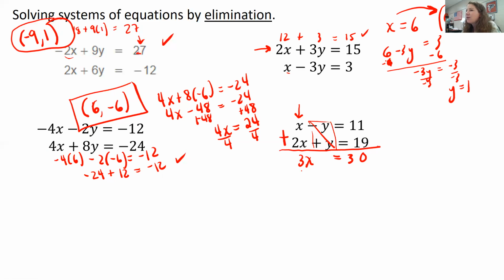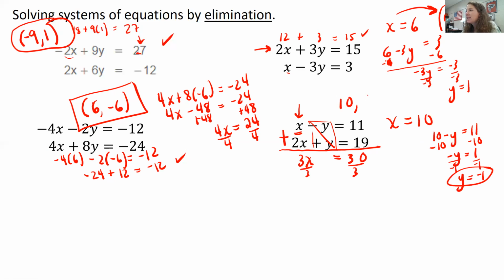All right, anyway, so I'm going to divide both sides by 3 and x equals 10. All righty, and then I'm going to plug in 10 for x. So I have 10 minus y equals 11. And then I'm going to subtract 10 from both sides. So I have negative y equals 1. So then if negative y equals 1, then positive y would have to equal negative 1. So what's my answer? It should be 10, negative 1.